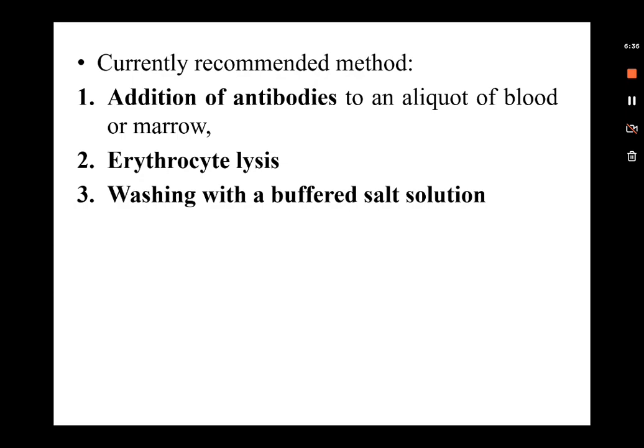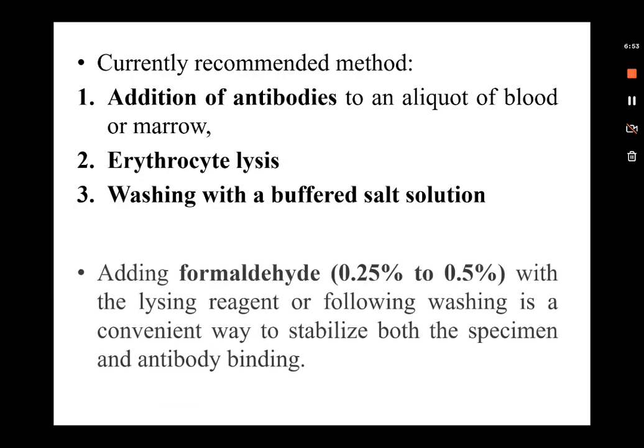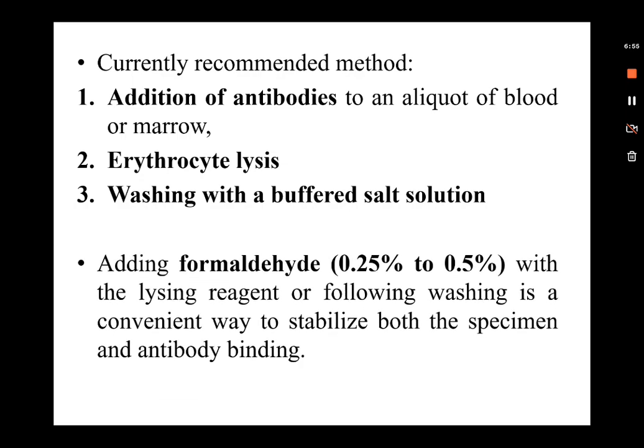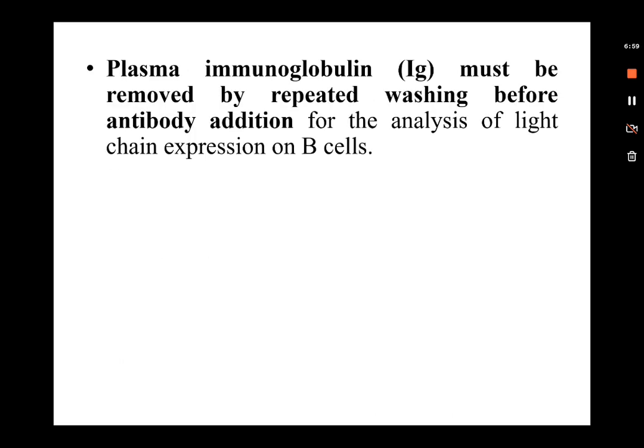You add the antibodies to that representative blood or marrow. You add the antibodies, then you do the RBC lysis, then you wash it with a phosphate buffered saline solution. To fix the sample, or to fix the antibody binding to stabilize it, you can use formaldehyde also, 0.25% to 5%. You can use it with the lysing agent or after washing.